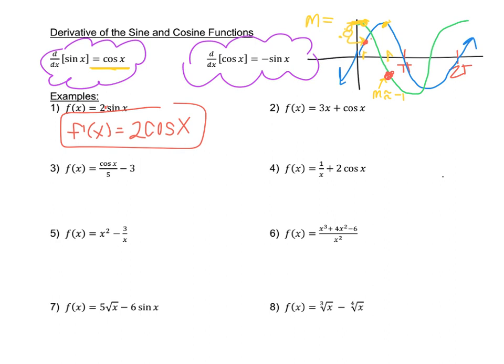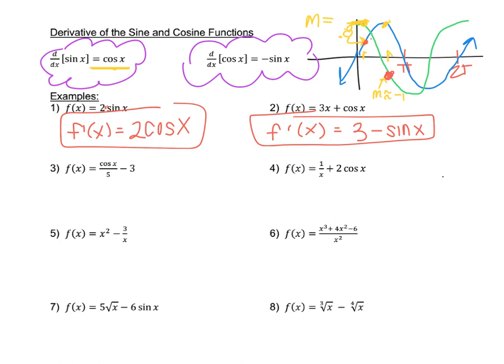So the derivative of number 2, f prime of x, would be the derivative of 3x, which is just 3, plus the derivative of cosine of x, which is negative sine of x. So it would just be minus sine of x, and that is the derivative.